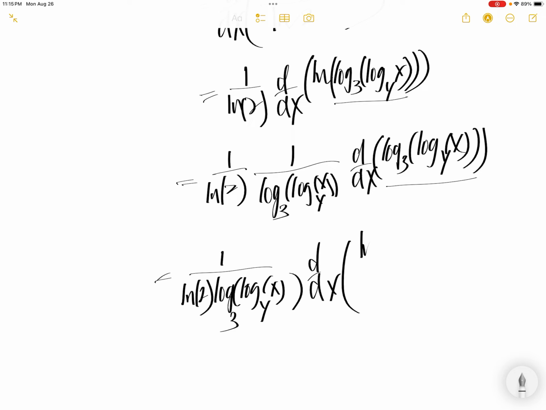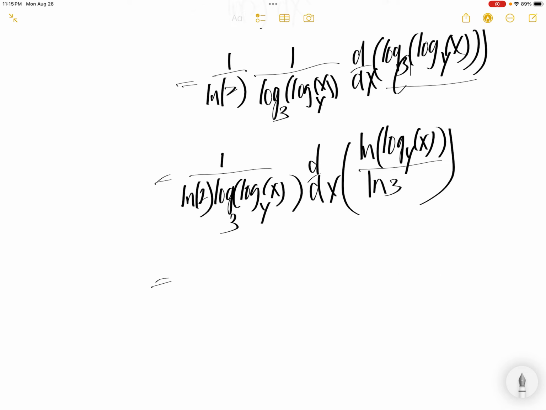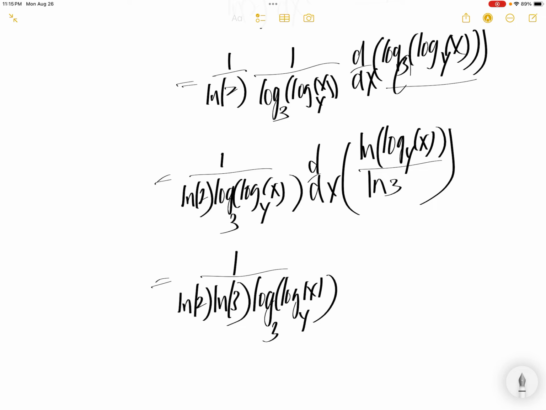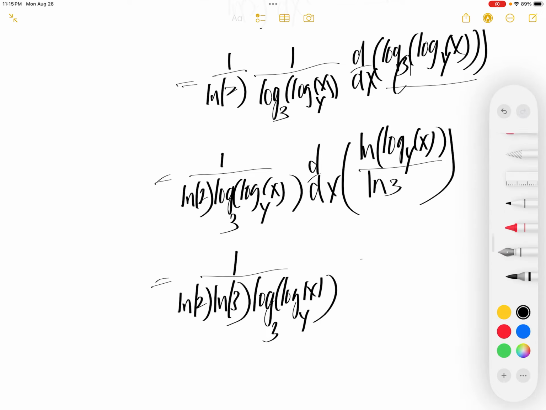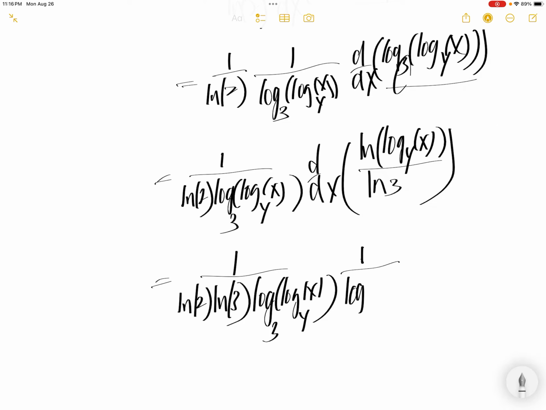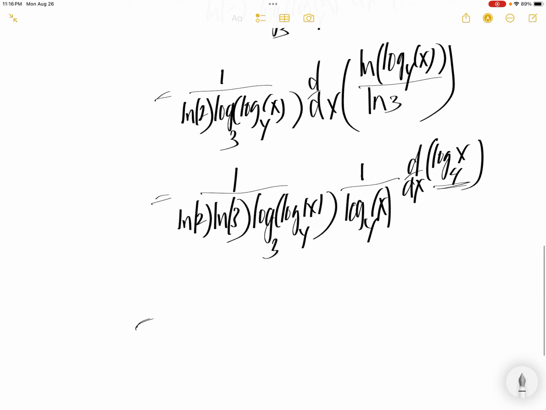Now to get the derivative of this, doing the same thing, we need to do a change of base. It will be ln of log to the base 4 over ln 3. The ln 3 constant comes out, so you'll have ln 2, we put the ln 3 here, log to the base 3 of log to the base 4. Now you have the derivative of ln of log x to the base 4 is 1 over log to the base 4 times the derivative of log x to the base 4.